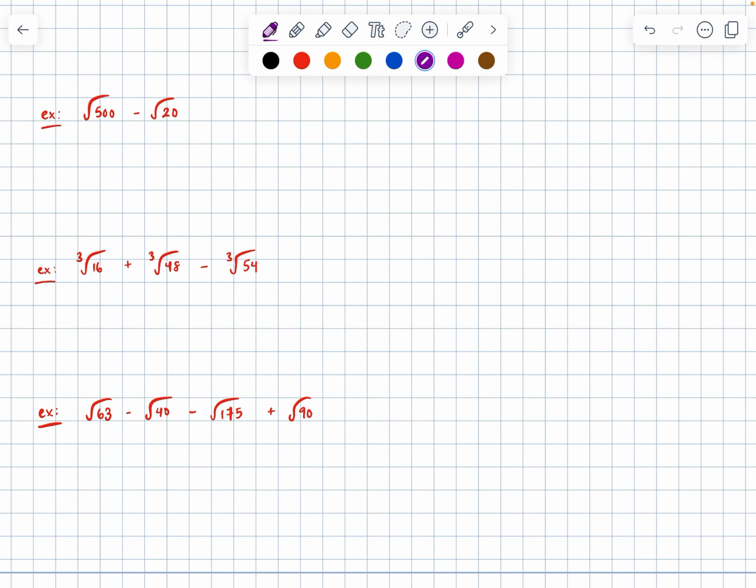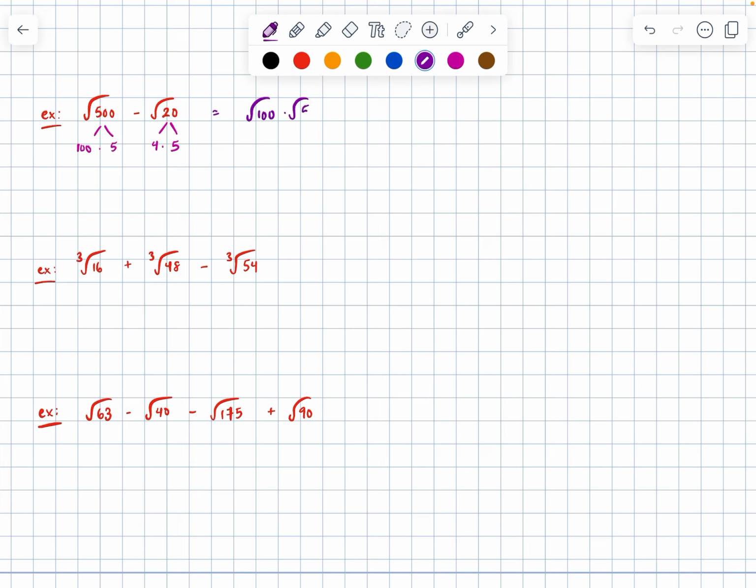Let's do some like terms. I've got the square root of 500 minus the square root of 20. On the surface, doesn't look like they're combinable, but if I make some different choices, then I might be able to combine them. Well, notice here, for 500, I could identify that this is 100 times 5, and the square root of 20 is 4 times 5. 100 and 4 are both perfect squares.